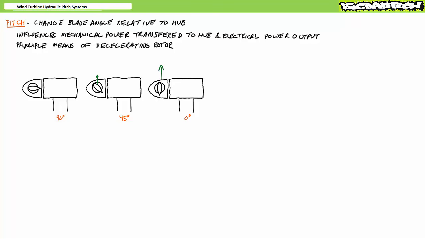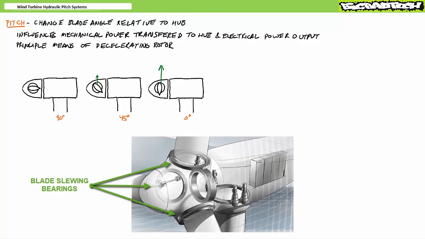Inside the hub, the pitch system feathers or changes the angle of attack of the blades, such that they capture or shed more or less incoming wind power, thereby aerodynamically regulating the speed of the main shaft, thus influencing electrical power output. The blades are attached to the hub using a slewing bearing, similar to that encountered between the nacelle and tower, allowing the blade and hub to move relative to one another.